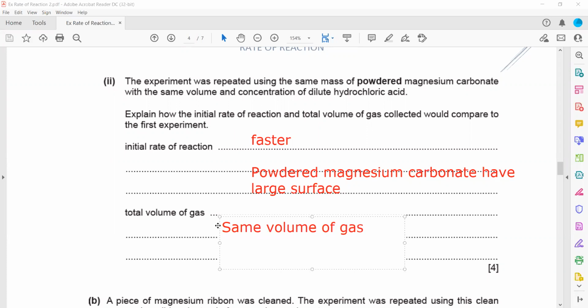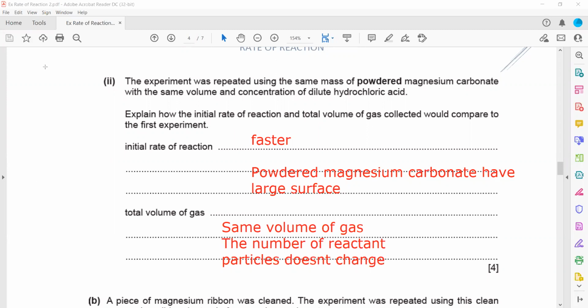And what is the reason for that? Because the number of reactant particles does not change. We are using the same amount of reactant. The only difference is, for example, in the first experiment you had 2 grams of magnesium carbonate, but in the second experiment we have 2 grams that is powdered. So powdered magnesium carbonate will have a large surface area compared to a solid lump.